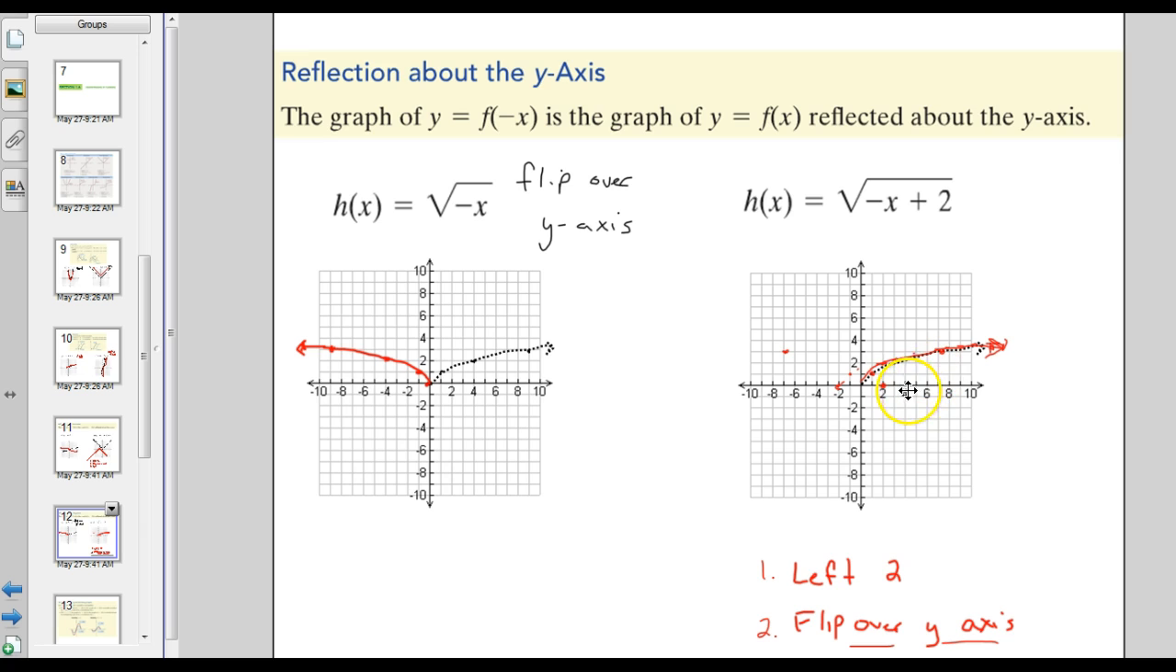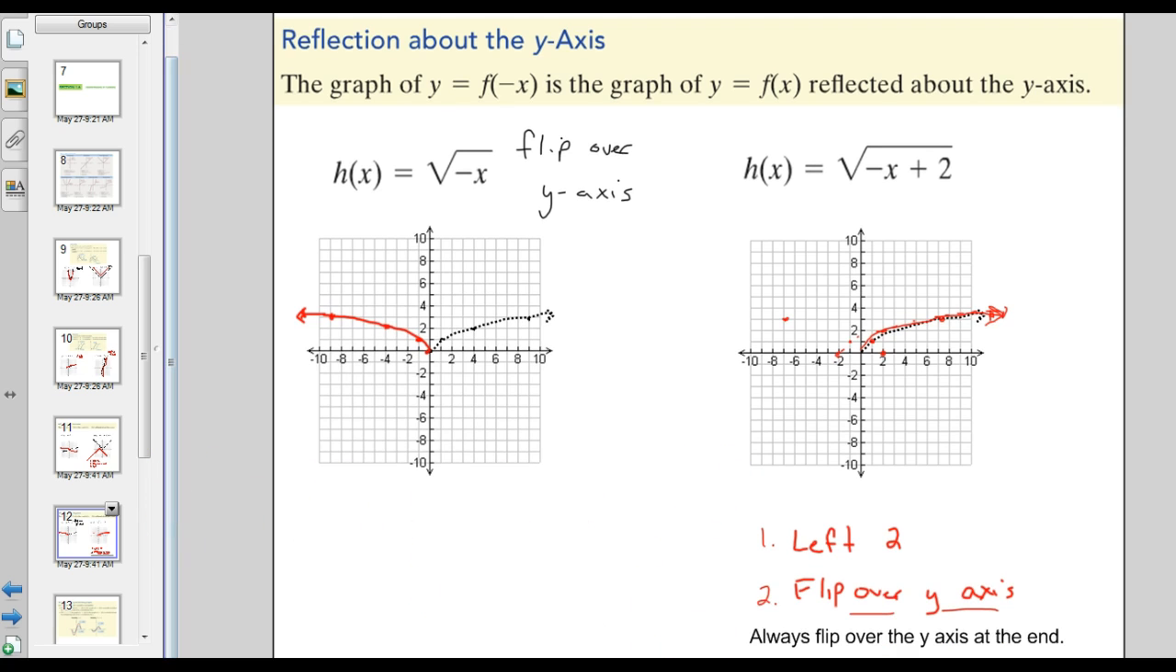But when the x is negative in these things, and it's inside the square root or inside of parentheses before your base operation, you always do that flipping over the y-axis at the end. Okay, so treat this as if it were positive x.